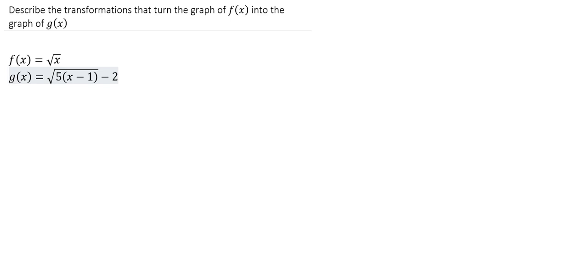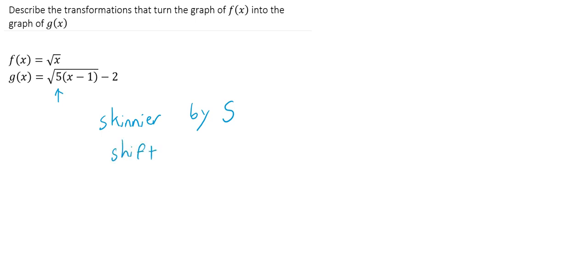So if I'm looking at this and I want to know what happened, I know I shifted right 1 and I shifted down 2. The new thing is this one, the 5. The 5's on the inside. Inside I'm thinking horizontal, right and left. And it's a big number. Right on the inside things tend to be kind of backwards. It's big number, so it actually gets skinnier. Skinnier by 5 or compressed by a factor of 5.